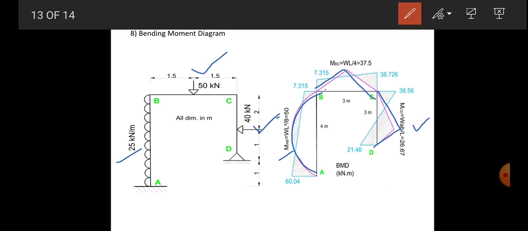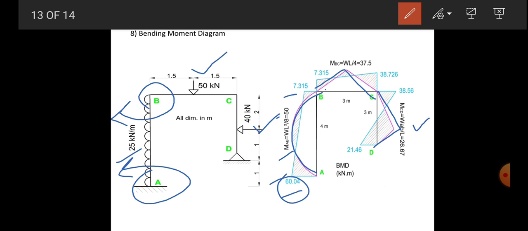Now the end moments. First end moment is 60.04 kilonewton meter which is positive, so it rotates in an anti-clockwise direction, the arrow coming toward the left side, so show it toward the left of the column. Next moment is 7.37315 kilonewton meter which is negative, so it rotates about B in a clockwise sense, the arrow coming toward the left side, so show it toward the left, and then you have to join.